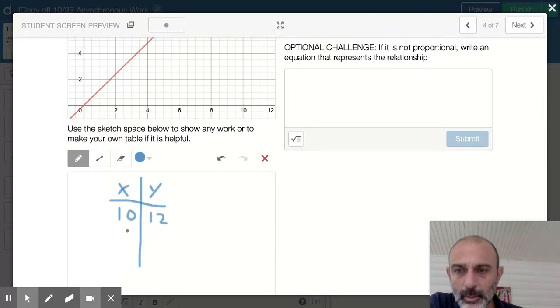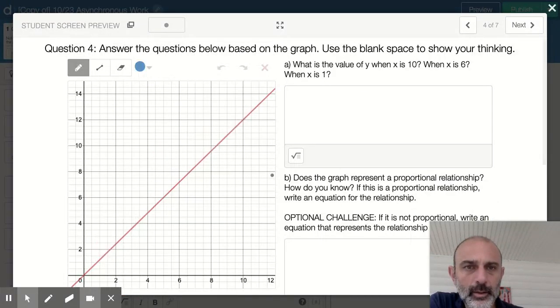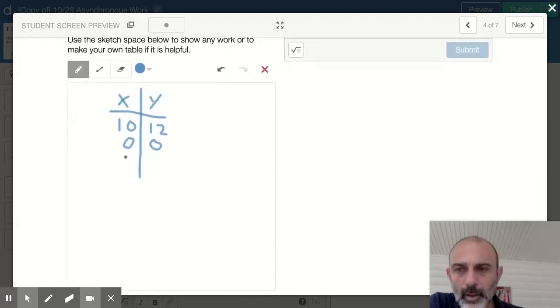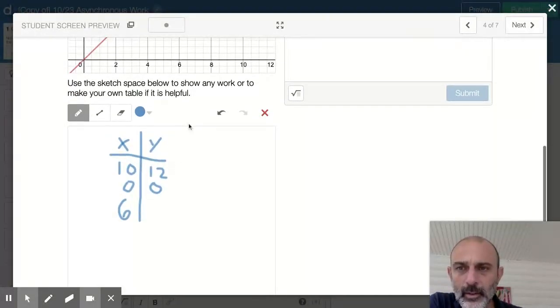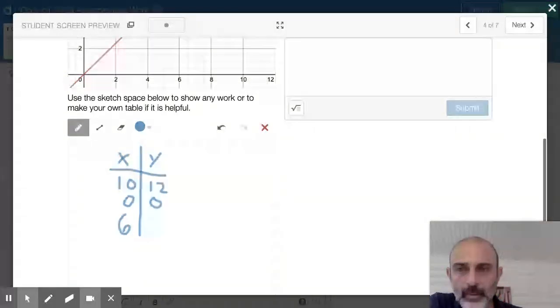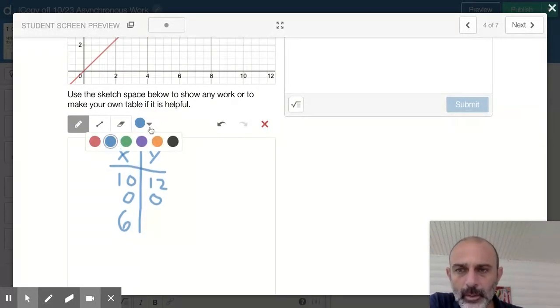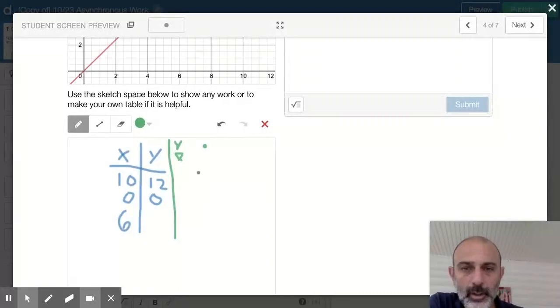So I'm going to put in, we didn't ask, but I'm going to put in 0, 0. And then it says when x is 6. So I'm going to make x equal 6. Remember, for this now, we got everything we could from this graph. Now we need to rely on the table. I'm going to change my color. I'm going to add actually a third column now to find out what is y divided by x. And that's going to tell me the constant of proportionality.